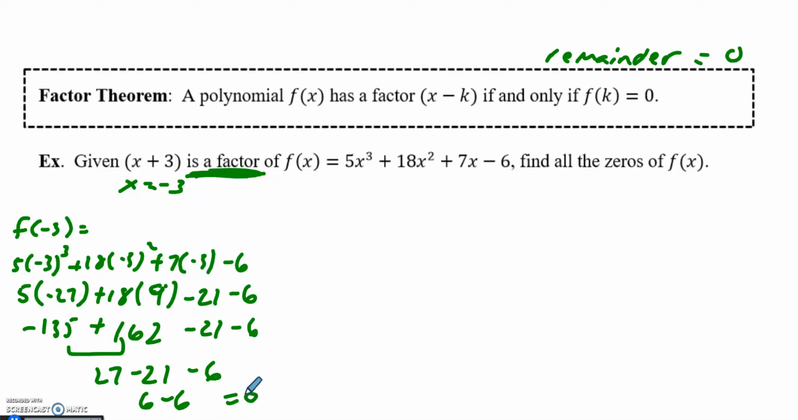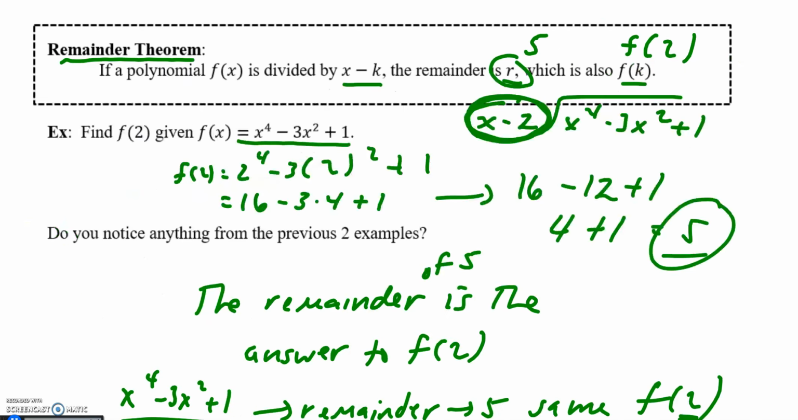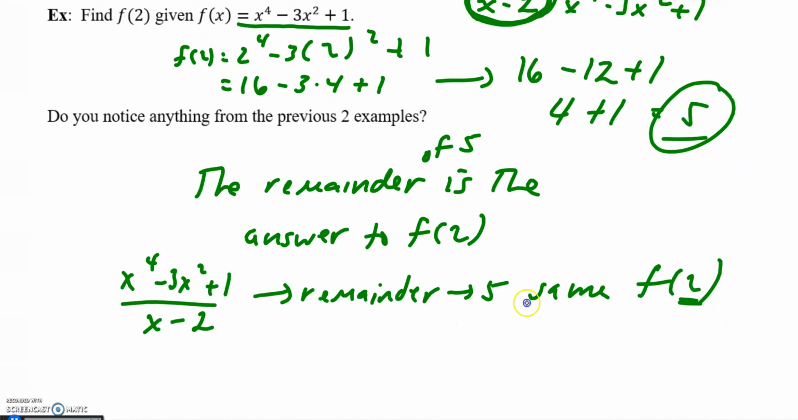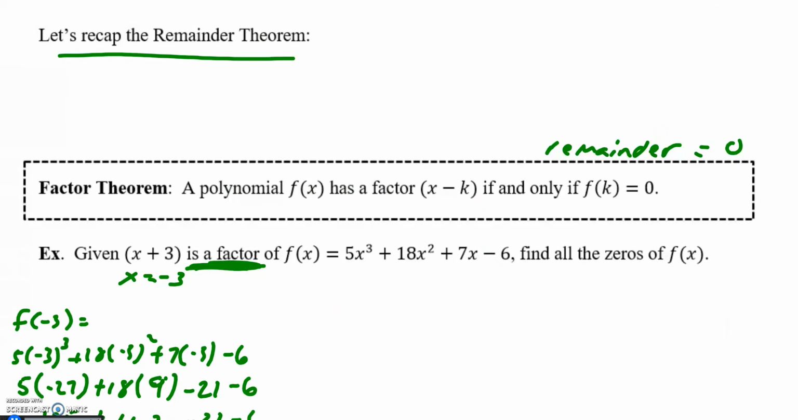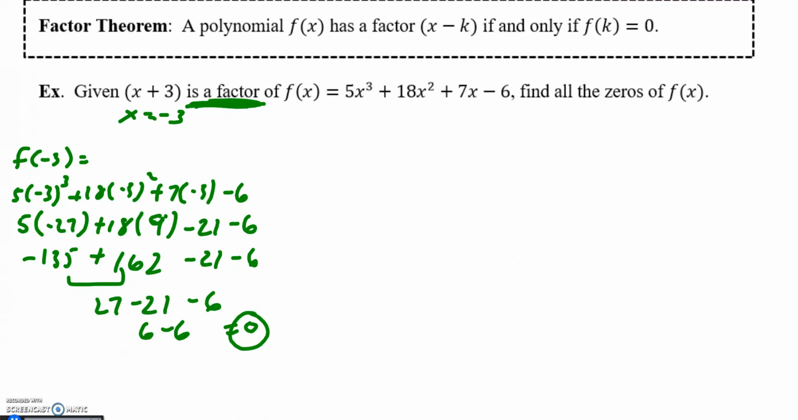Now, this is not really part of the problem, but what I'm showing you is that x equals negative 3 is a factor because I got a remainder of 0 when I plugged negative 3 in. So unlike the previous example, where I got an answer of 5, which means it's not a factor, it does find me the remainder quickly. Now, if I want to complete this problem, it's saying, given this is a factor, find all the zeros.